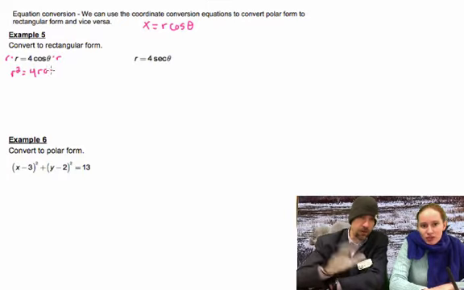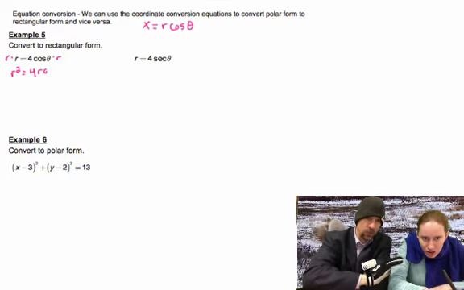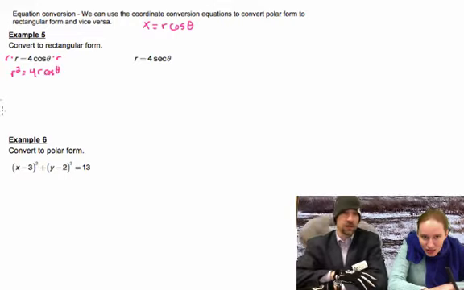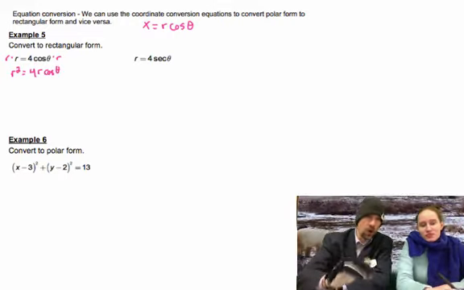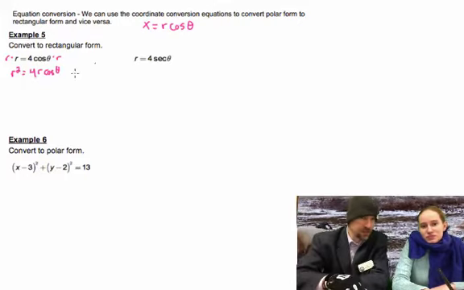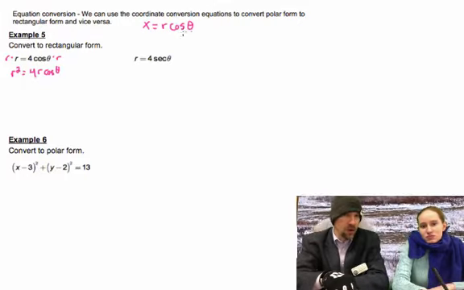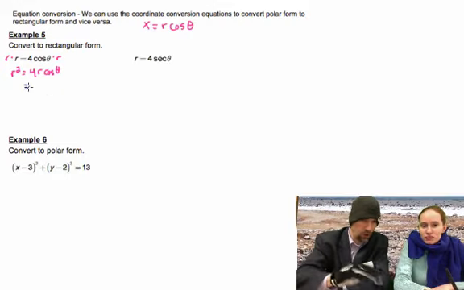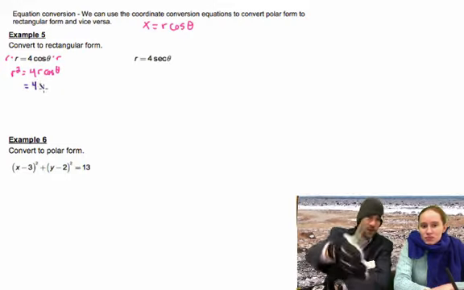4 r cosine theta. Now, okay, so we got 4 r cosine theta. 4 r cosine theta matches the r cosine theta part from the x, so let's plug it in. R squared equals 4x. Okay, 4x right there, boom.